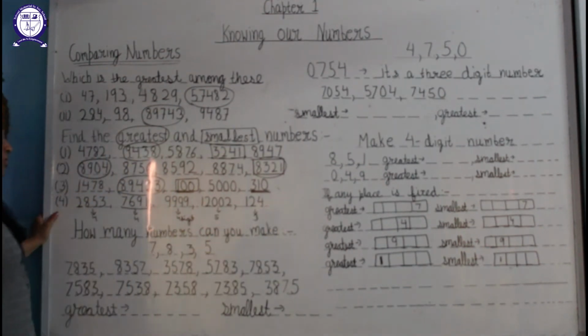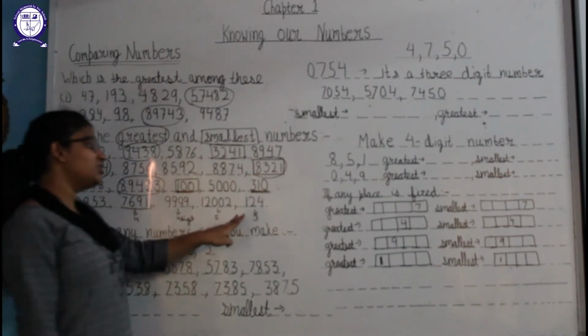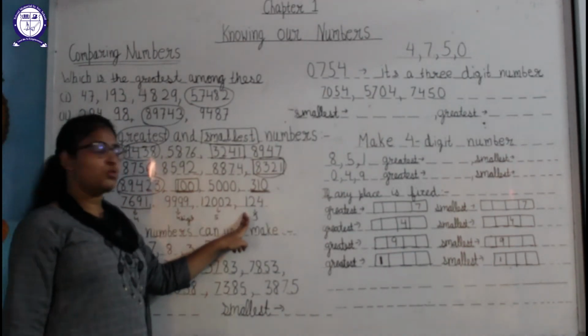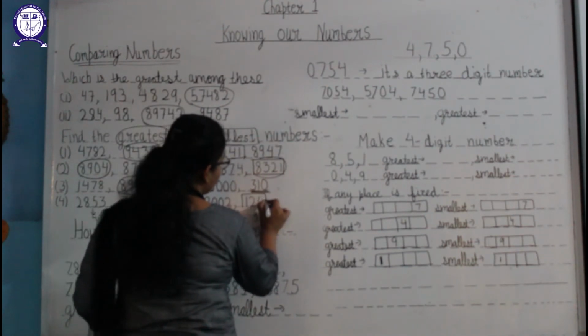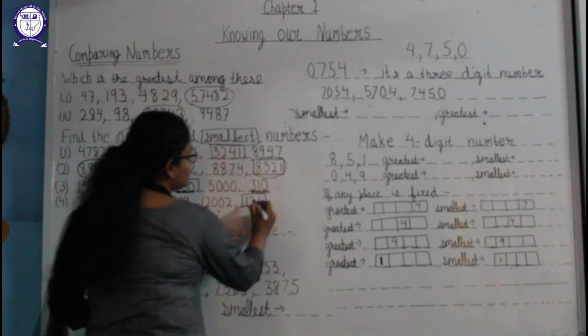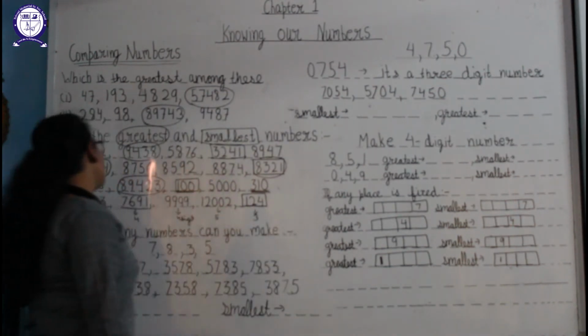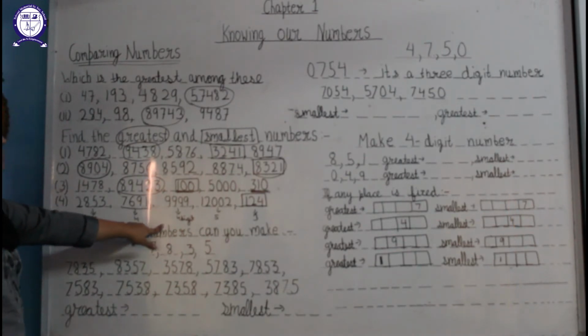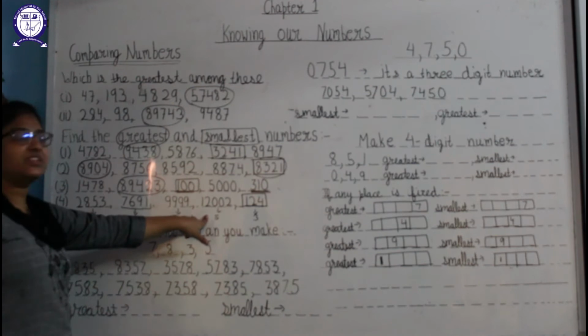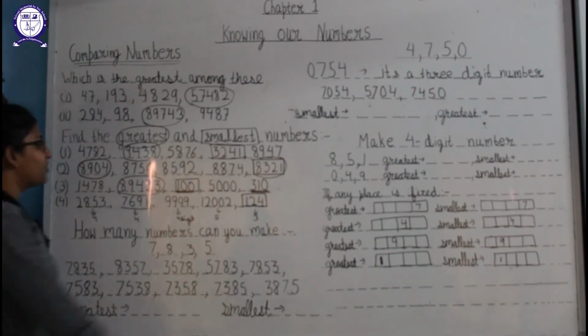So if we talk about the smallest number, we can easily say that there is only one 3-digit number, so it will be the smallest one. So 123 is the smallest number from this part. Now we will talk about the greatest one. So we can easily say that these three are 4-digit numbers, but this is the 5-digit number, so it is the greatest one.